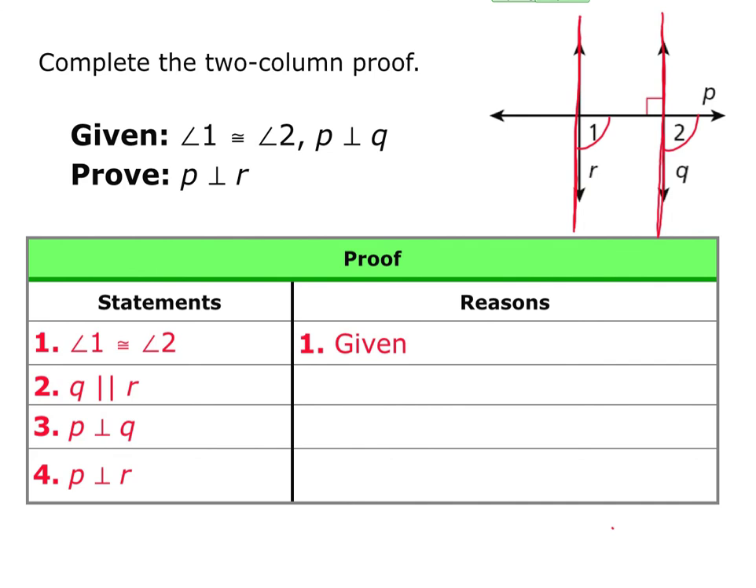So, converse of the corresponding angle postulate gets those lines parallel. Okay, so they are parallel. Now I'm going to say P is perpendicular to Q, given. Now we should be able to support P perpendicular to R.